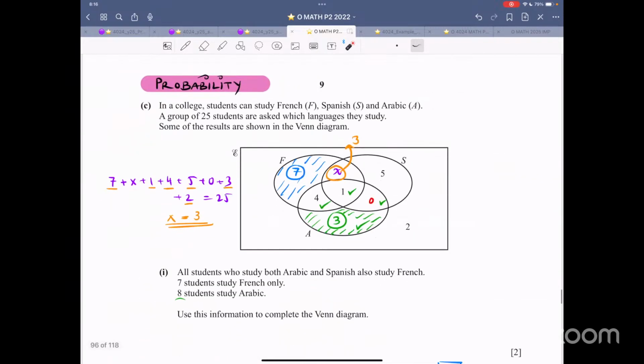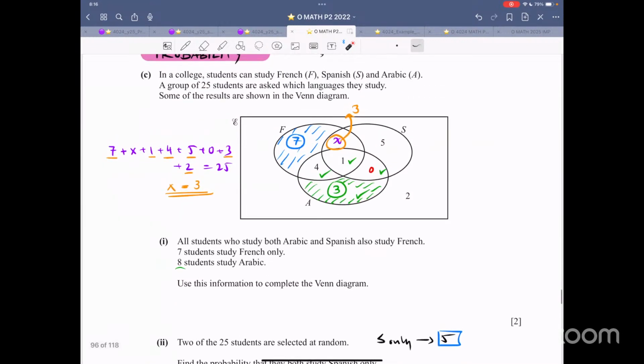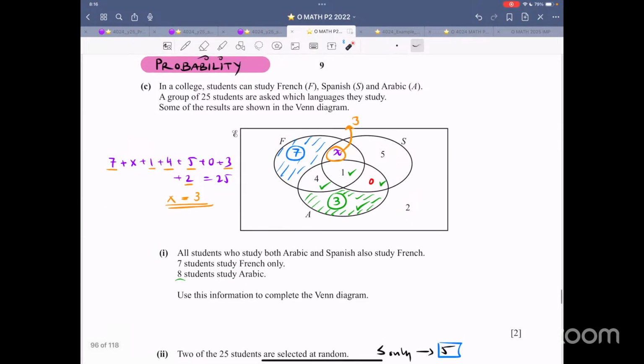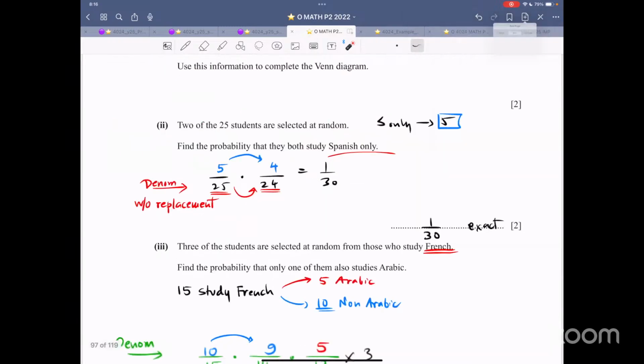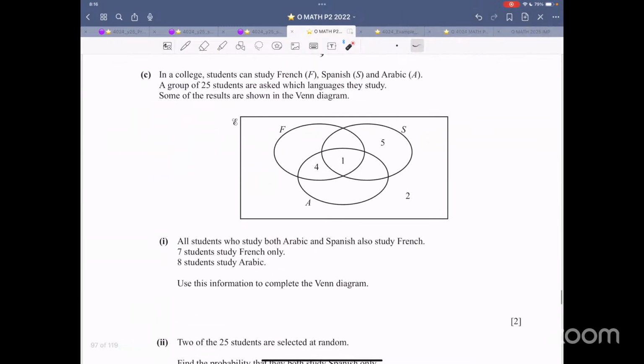And let's talk about this thing. Another question. It says in a college, students can study French, Spanish, and Arabic. A group of 25 students are asked which language they study. Some of the result is shown in the diagram. So this was shown. And now another information. Let me add a page. Let me fill this up. So let me start from scratch.